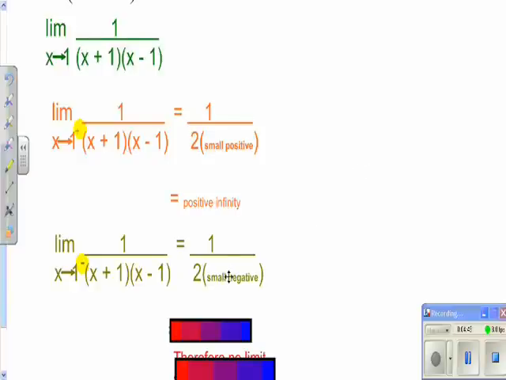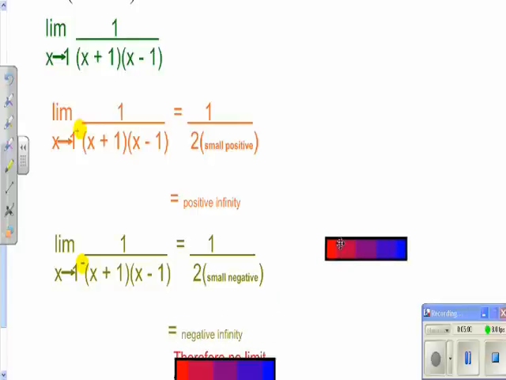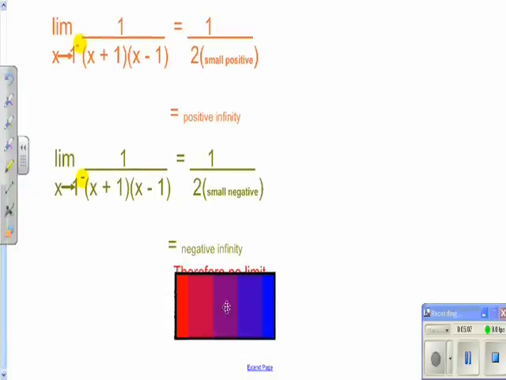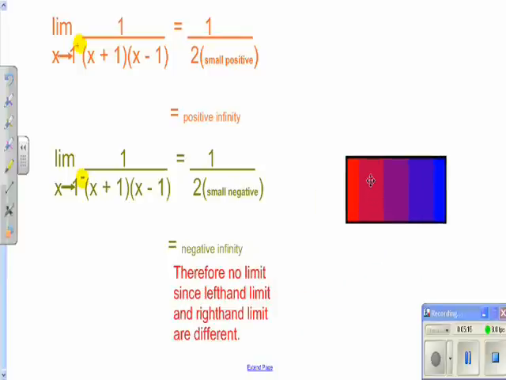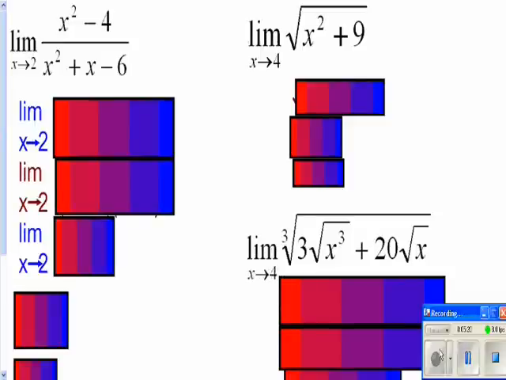So now you've got to double a small negative. It's still going to be small negative. So positive 1 divided by small negative is going to be a negative answer. And 1 over a small is big, so it's a big negative number. So, negative infinity. So are we approaching the same thing on each side? No, we're not. So therefore, there is no limit since the left-handed limit and the right-handed limit are different. So we're going to continue on here.